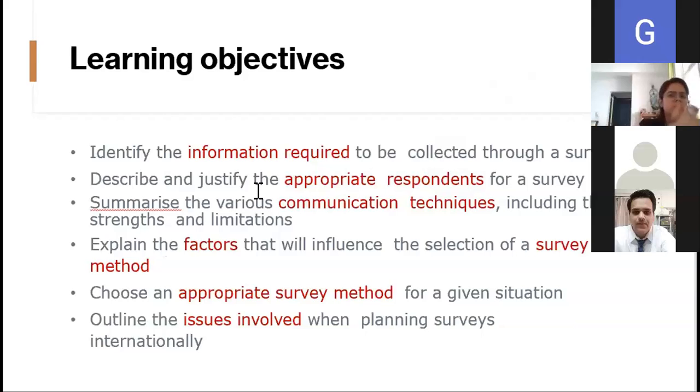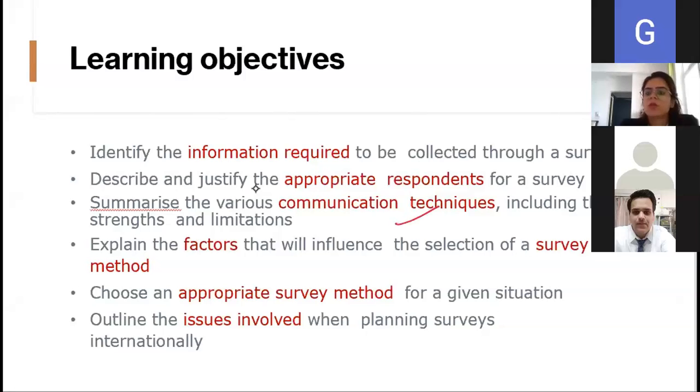What all information is required? Because what kind of information you require from a survey defines your next steps. That is, what is going to be your data collection method? Where will you get these respondents? Who are these respondents? And accordingly, you do your planning. Okay, so you describe and justify the appropriate respondents for a survey.